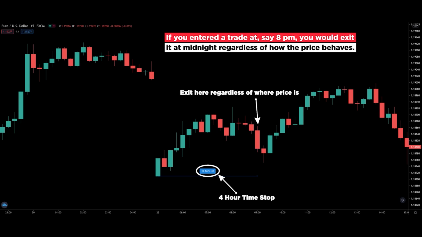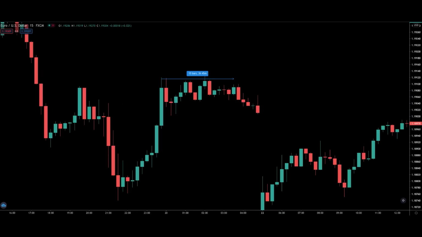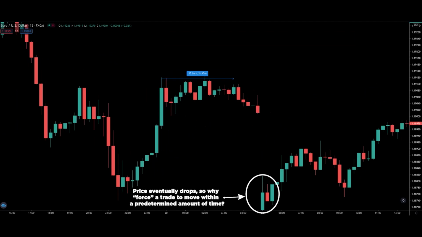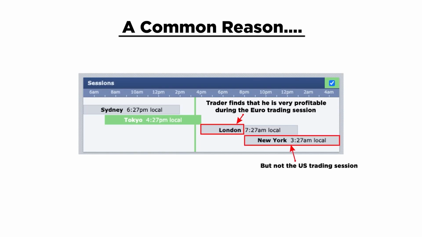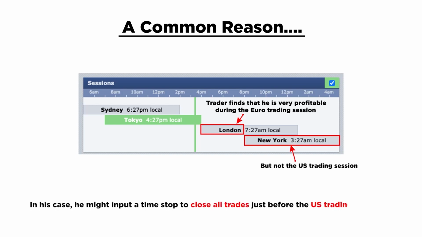So you might be wondering, why use a time stop? Why not just let the trade play itself out? Why try to force a trade to hit the take profit or stop loss within a predetermined amount of time? A very common reason why a trader might choose to use a time stop is if he finds that he is very profitable during the Euro trading session but not the US trading session. Thus, in his case, he might input a time stop to close all trades just before the US trading session.